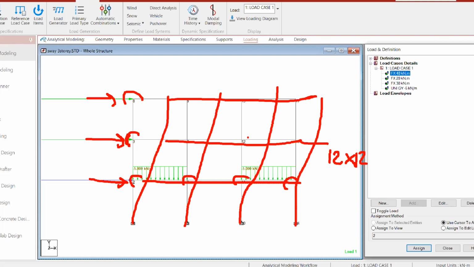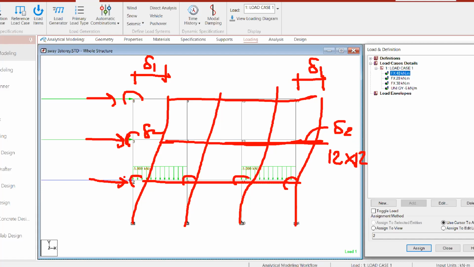Now, to assume a rigid diaphragm, because the rigid diaphragm assumes that with its introduction, the displacements here are equal to the displacements here. So this is also delta 1. This is delta 2. This is also delta 2.